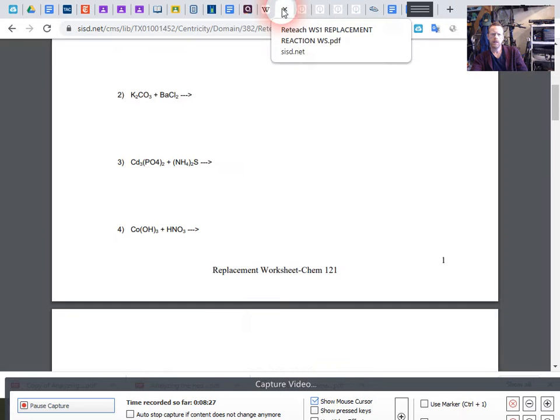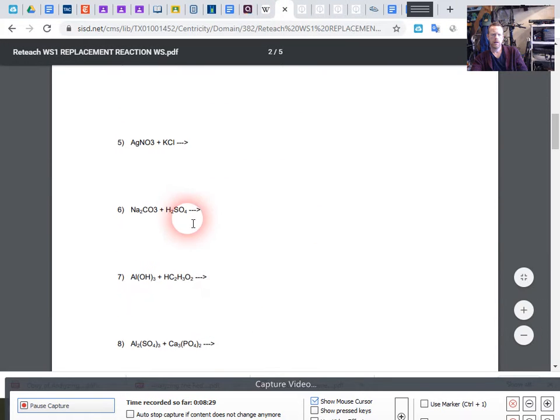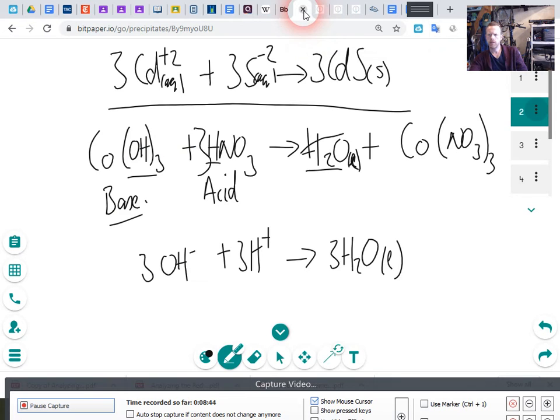Next, silver nitrate, potassium chloride. Right, we've done this exact one a few times. So that goes to silver chloride and potassium nitrate, but the net for number 5 is just going to be, let me add a new page in here.